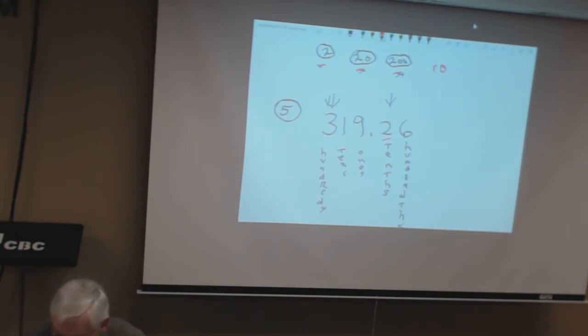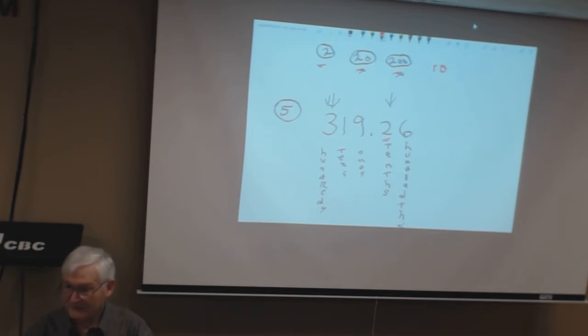Now, if we're going to round to the nearest tenth, that means our answer is either going to be 319.2 or 319.3. That's what rounding is all about. You're either going to round down or round up. You're going to leave it at 319.2 or make it 319.3. Now, what would be your preference? Round up.